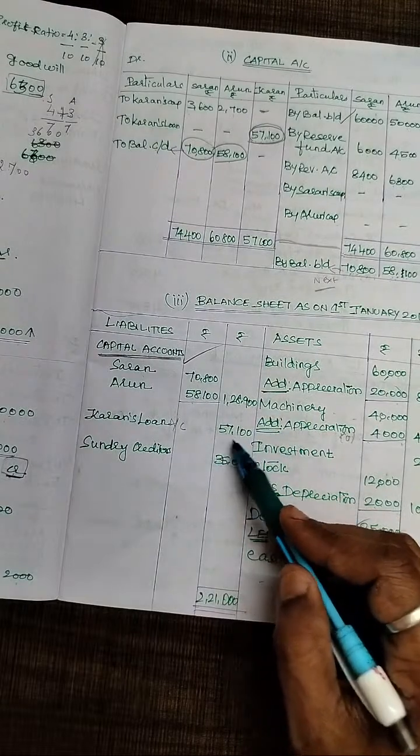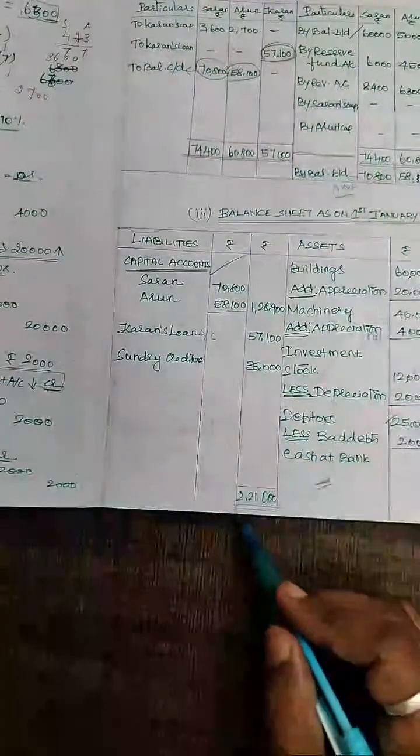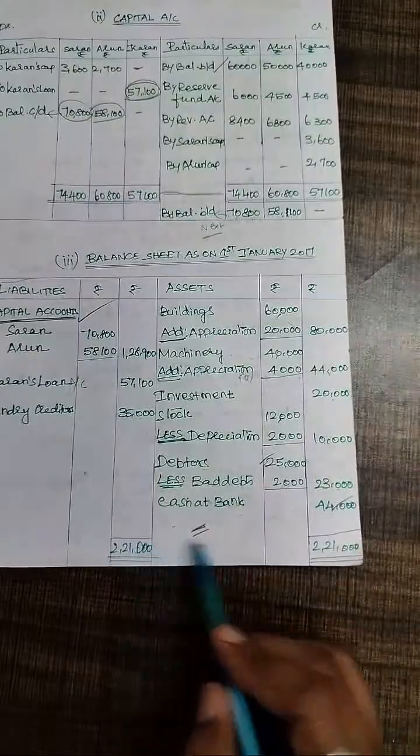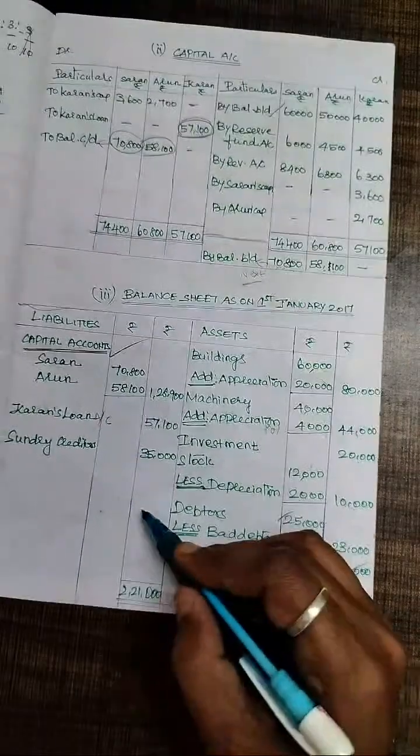1,28,900 plus 57,100 rupees plus 35,000 rupees added together, you will get 2,21,000 rupees. So we get asset and liability side have the same value, equal total. So our sum is correct.